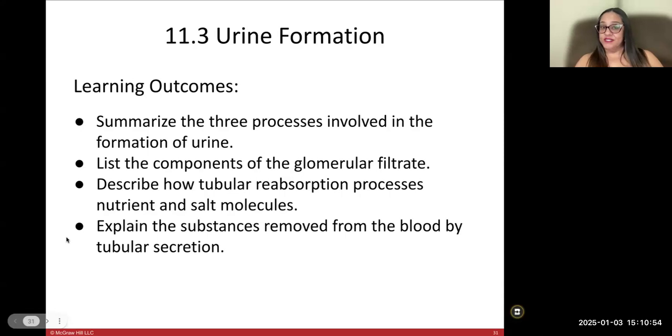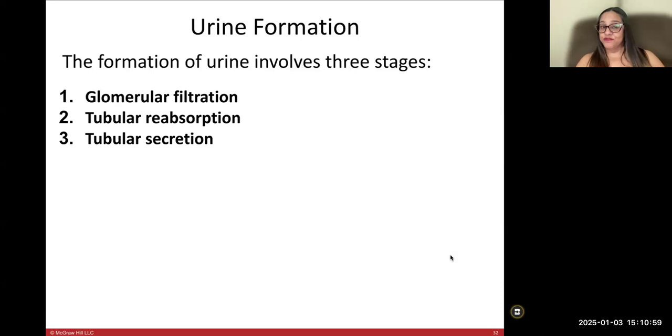Formation of urine happens in steps. Glomerular filtration is the first step. Tubular reabsorption is the second step. Tubular secretion is the third step. We'll take these in order.